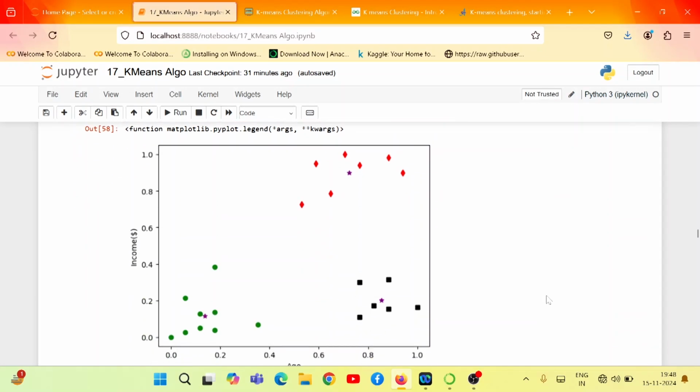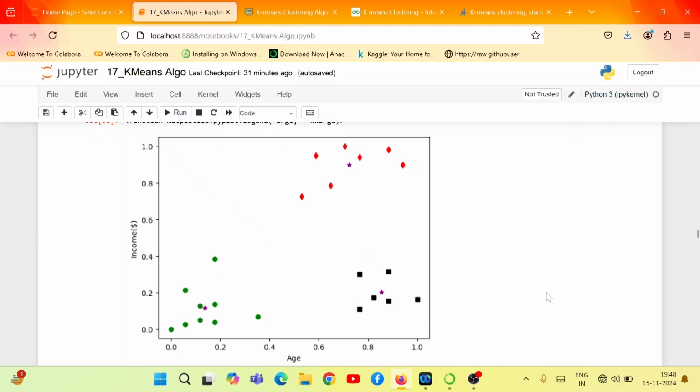So if you see this outcome, we can understand that the data points are properly grouped by the k-means clustering model. Now this figure shows that the three groups are aligned with their data points for better understanding.